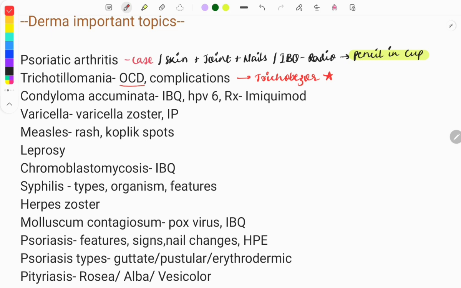Then another very important topic is condyloma acuminata. Image-based questions are also asked, and questions are asked on its causative agent. And for the treatment of condyloma, we use an immunomodulator drug, imiquimod.